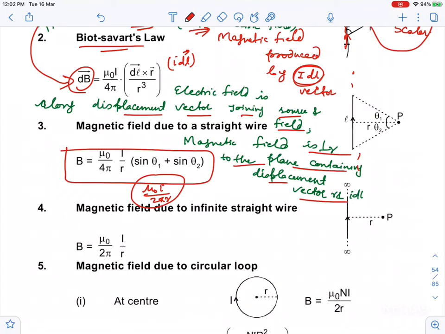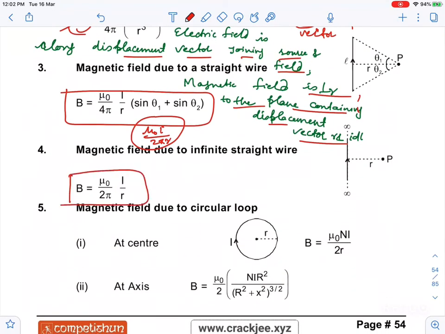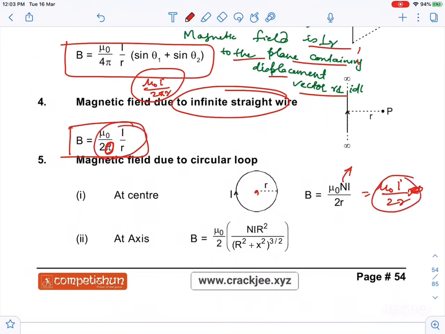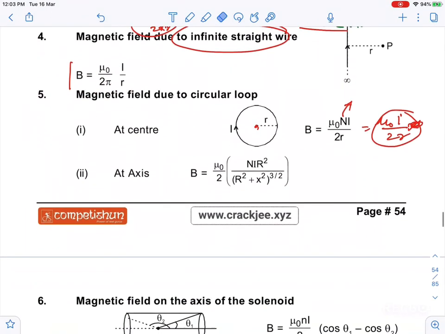Suppose this is an infinite length wire, guys. So theta 1, theta 2 are 90 degrees. This becomes mu naught I by 2 pi R. Directly you can write for infinite length wire, B is equal to mu naught I by 2 pi R. At the center of a circular loop, magnetic field is mu naught N I by 2R, N being the number of turns. Usually this is given as 1, so mu naught I by 2R. The difference between the infinite length wire formula and this formula is that pi is there in the wire formula, and no pi in this one. Okay guys, so keep in mind mu naught I by 2R here, mu naught I by 2 pi R for the infinite wire. Don't forget pi in the infinite wire, otherwise it will be wrong.